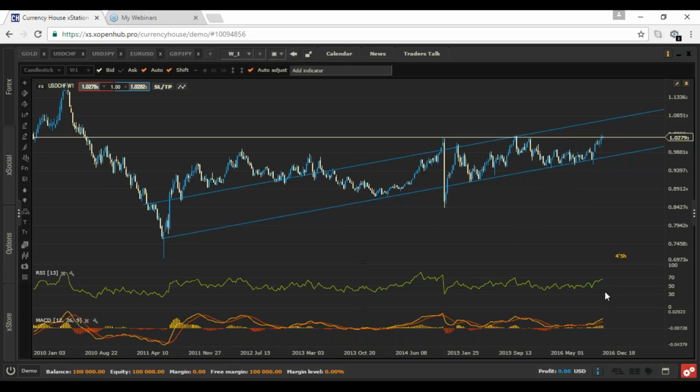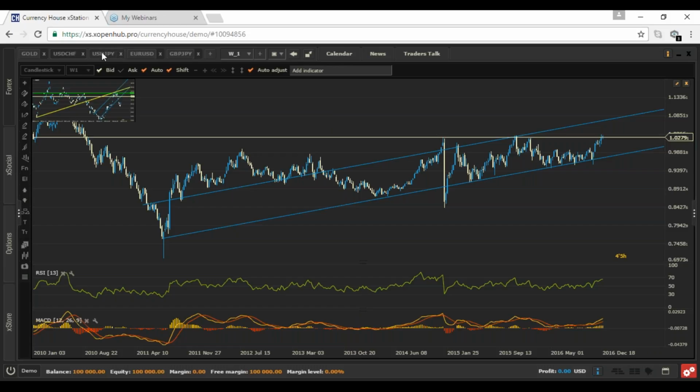We can see that indicators are not showing any divergences. We can see that the price is not overbought, so it means that we have enough room to go on the upside, and this is a good sign that the trend will continue. Oh, I forgot to tell you that USD/CHF has always been a leading indicator. Lots of people are watching this currency pair just to understand where the US dollar will go.